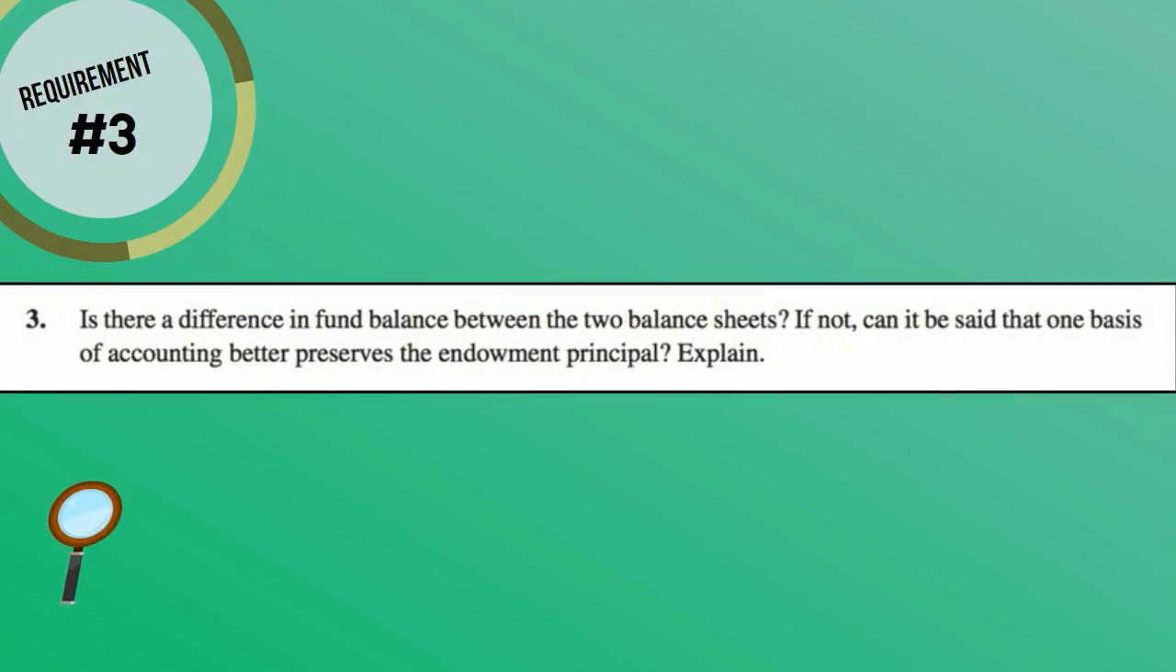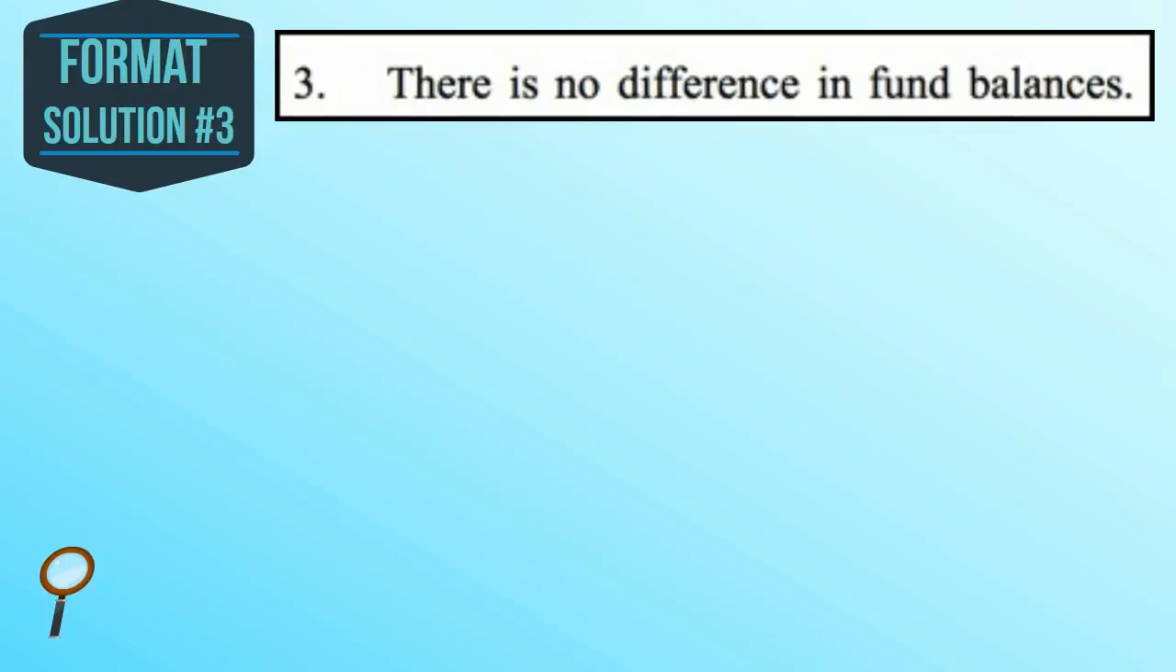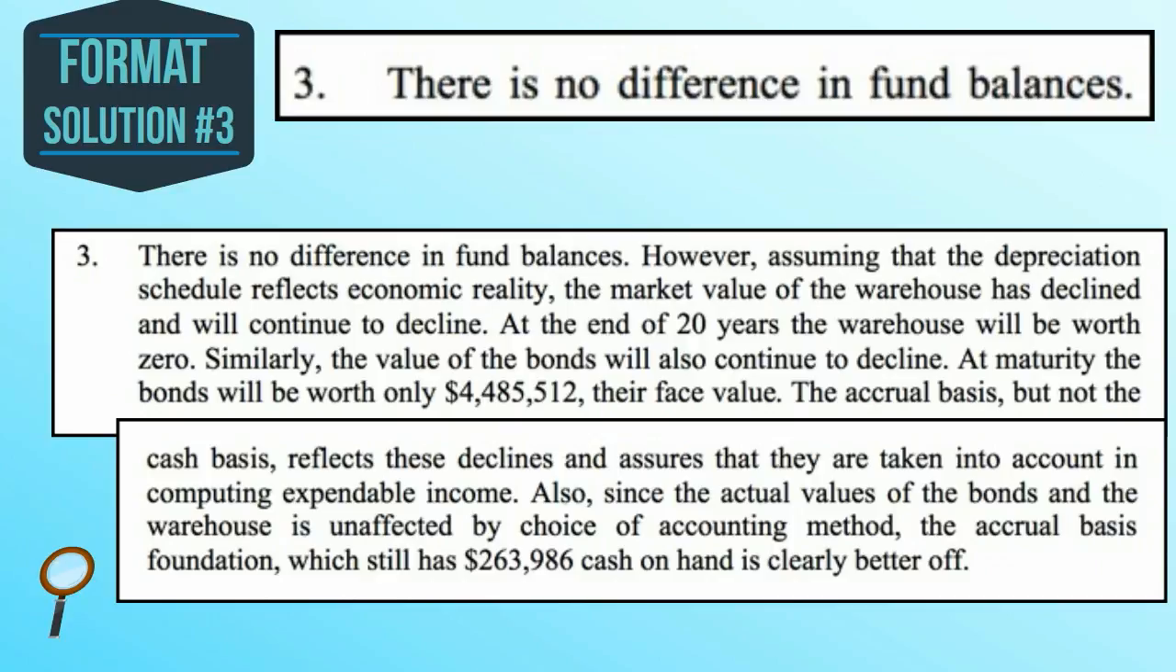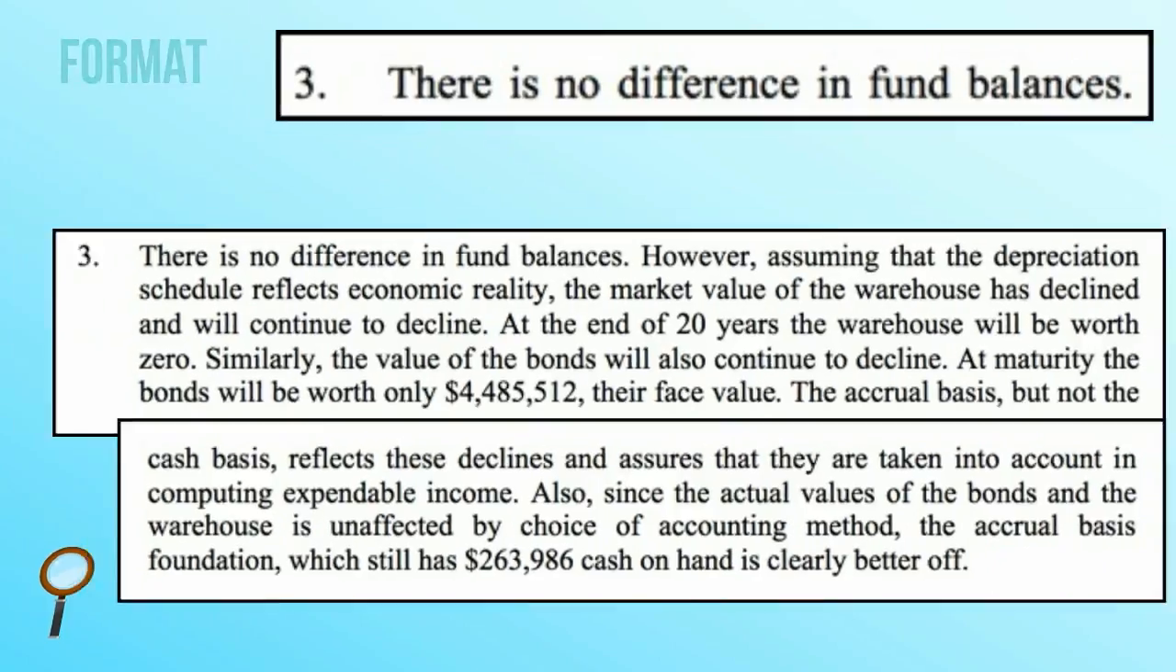So in this last requirement, you are asked if there is a difference in the fund balance between the two balance sheets, yes or no. And if no, can it be said that one basis of accounting better preserves the endowment principle? Your solution on this one should say that there is no difference in fund balances, and here I give you some verbiage that explains why that is so and the effect that that has on the preservation of the balances.